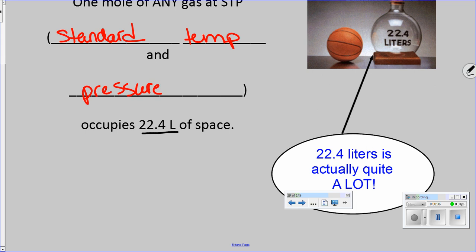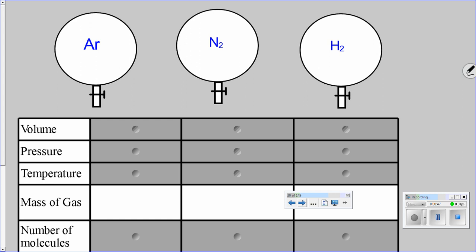When we say this number, it's nice to kind of get a handle on this. If you picture a men's basketball, this is actually a little bit bigger than that. So 22.4 liters of gas is actually a decent amount of space. So let's talk about this for a minute.